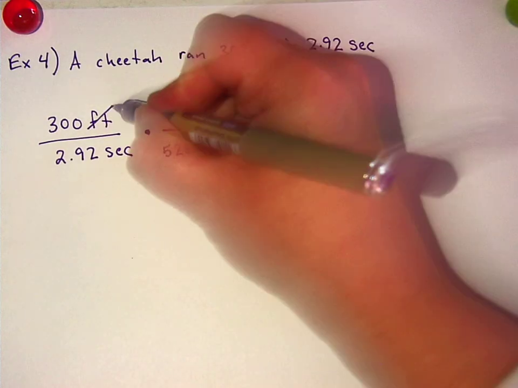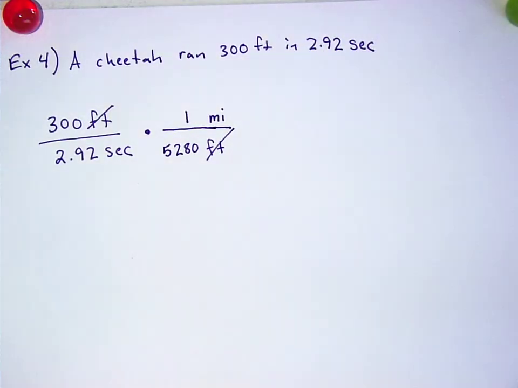Now what I'm going to do is cross out the word feet. So now if I was to multiply this out right now, I'd have miles per second. But I don't want miles per second. I want miles per hour. Anybody happen to know how many seconds are in an hour, just off the top of your head? Yeah, not really, right?